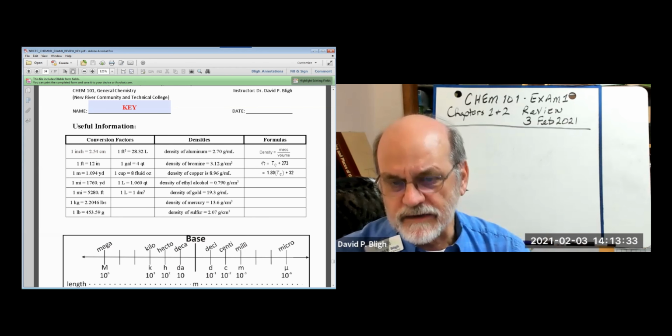Okay, there are two ways to solve this problem. You can say meters, if we make millimeters, if we take this unit and expand it, then meters is 10 to the third millimeters, because a millimeter is a thousandth of a meter. So it takes 1,000 millimeters. So there we've taken, expanded this out here.